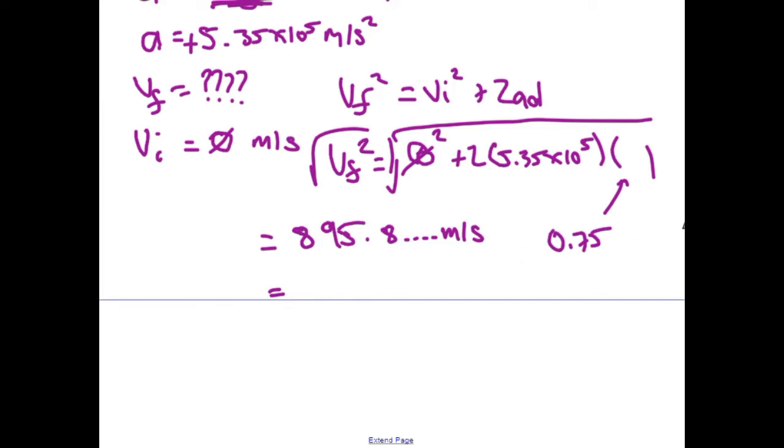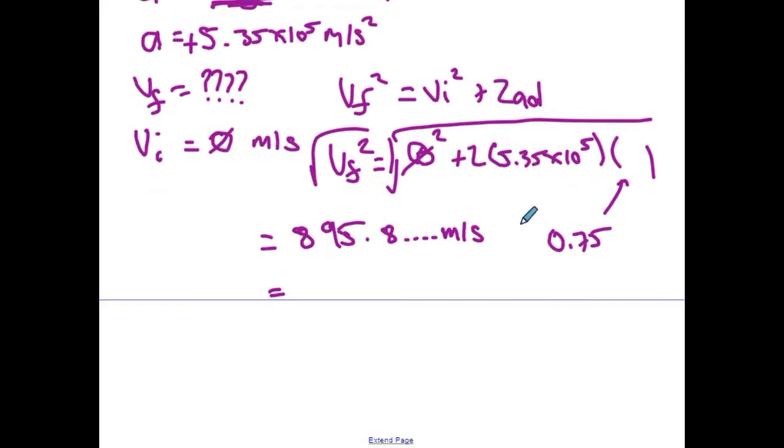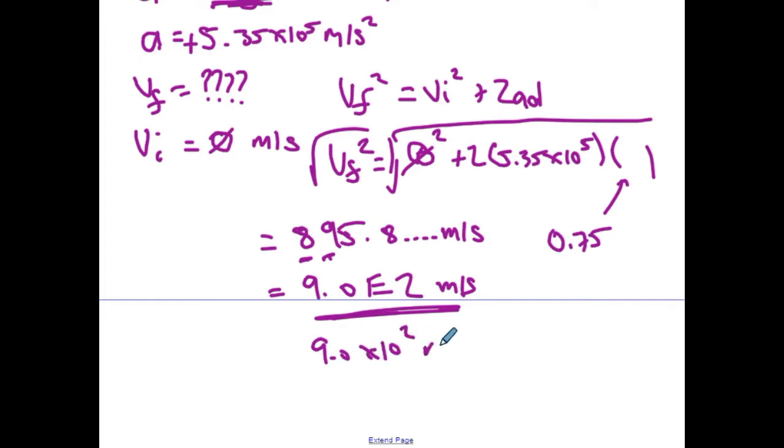And this one's going to be tricky. We only get 2 sig digs based on the 75 centimeters. So with 2 sig digs, we get to keep the 8 and the 9, but I can't just make the number 89. It's got to be 90, because the 5 rounds up. Long story short, we need 9.0 E2 meters per second. Or, if you prefer, 9.0 times 10 to the 2 meters per second.